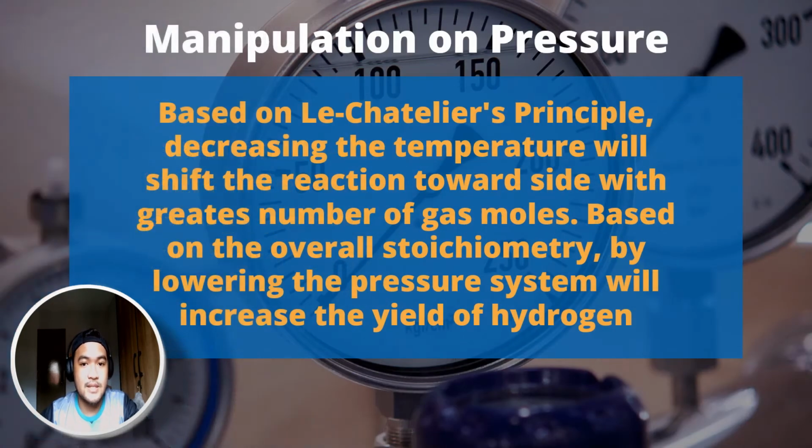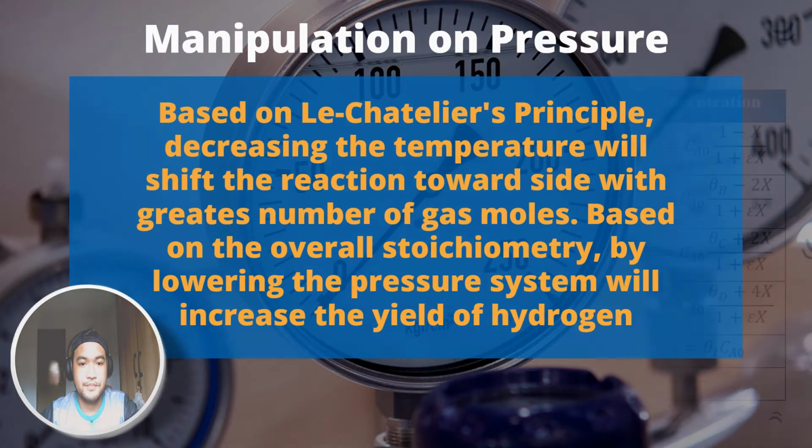reaction. Next, manipulation of pressure. Based on the Le Chatelier principle, decreasing the pressure will shift the reaction towards the side with the greater number of gas moles based on the overall stoichiometry. By lowering the system pressure, we will increase the yield of hydrogen.